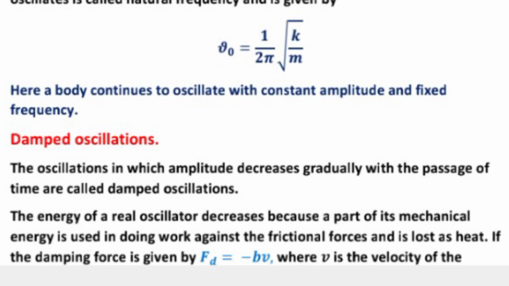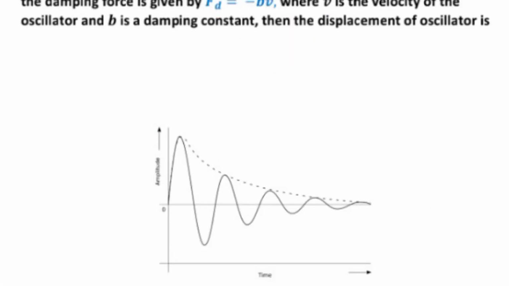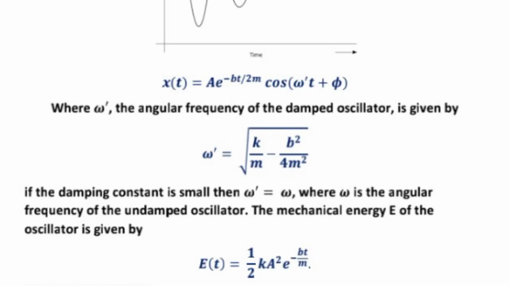If the damping force is given by Fd = -bv, where v is the velocity of the oscillator and b is the damping constant, then the displacement of the oscillator is x(t) = A e^(-bt/2m) cos(ωt + φ).